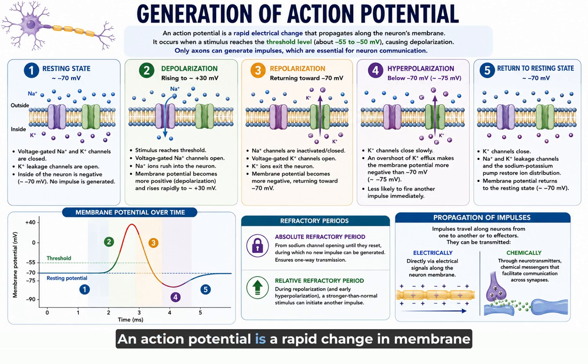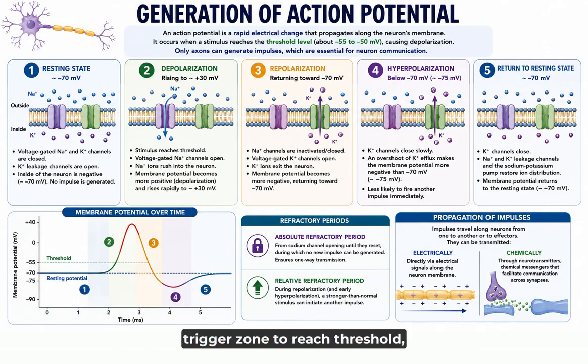An action potential is a rapid change in membrane voltage that travels along a neuron's axon. It allows neurons to communicate with other neurons, muscles, and glands. An action potential begins when a stimulus causes the membrane potential at the neuron's trigger zone to reach threshold, usually around -55 millivolts. Once threshold is reached, the action potential follows an all or none response. It either occurs completely or it does not occur at all.